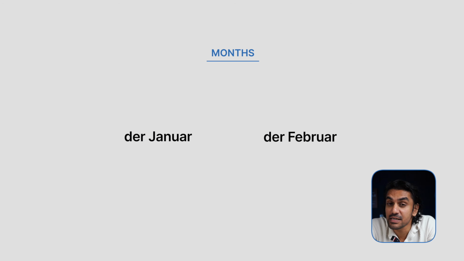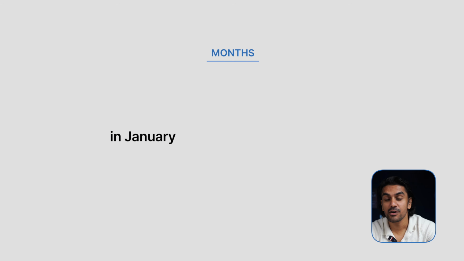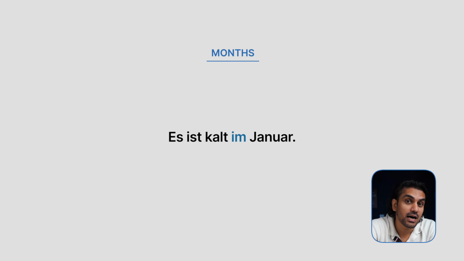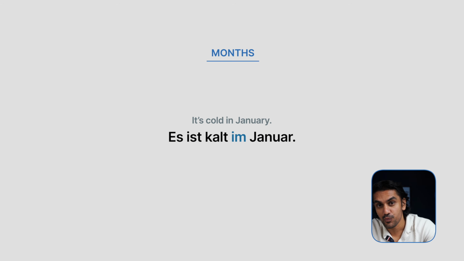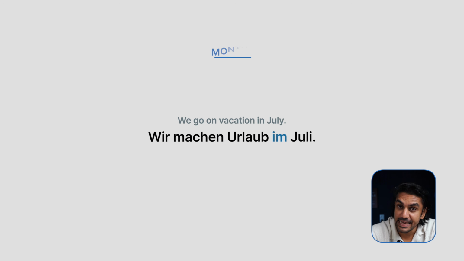But just like with the days of the week, you usually drop the article unless there is a reason to use it. And similar to days of the week, if you want to say in January or in March, you use im, which comes from in plus dem. For example, es ist kalt im Januar. It's cold in January. Wir machen Urlaub im Juli. We go on vacation in July.